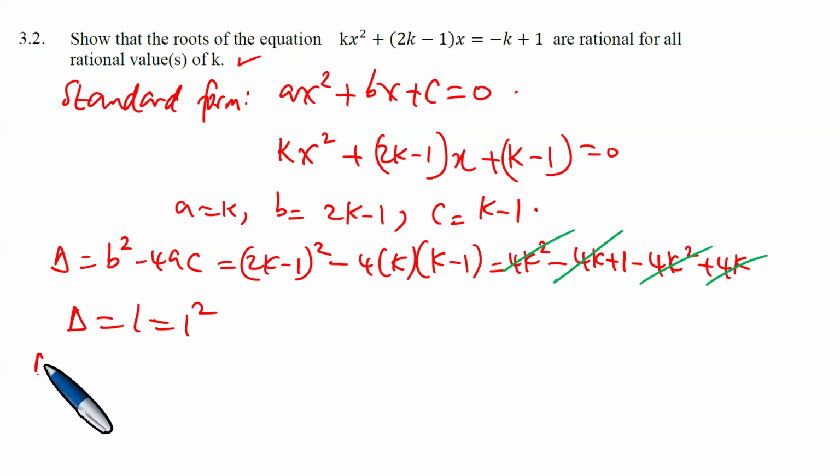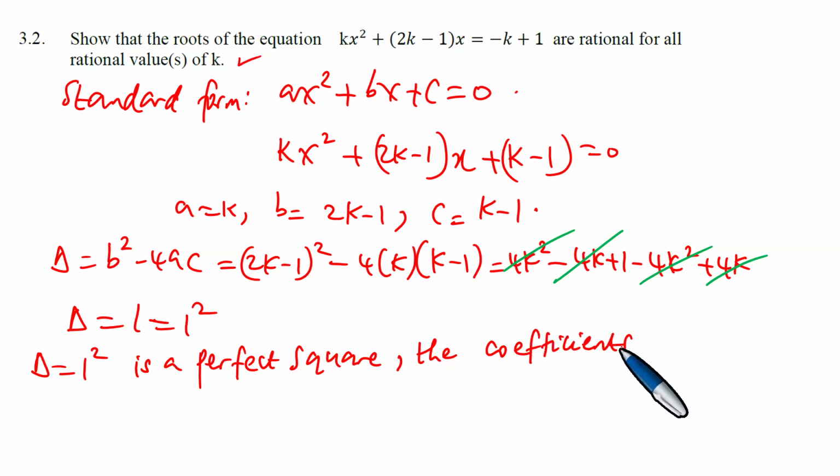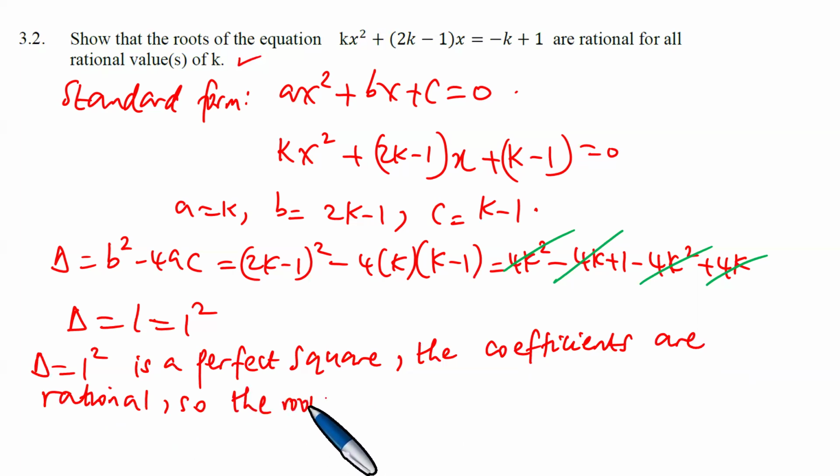And then we say delta equals 1 squared, which is a perfect square. The coefficients are rational, so the roots are rational. Right, the coefficients are rational, so the roots are rational. And that is the answer. And then we're done.